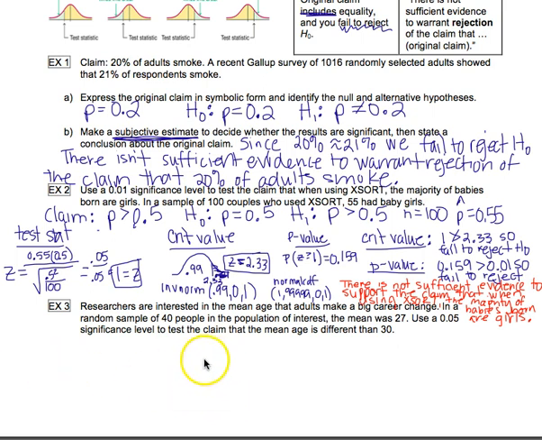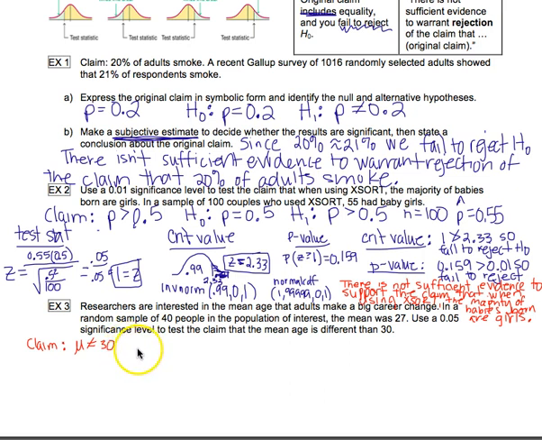So I've tried to pick examples where the wording is not directly clear. Sometimes it will be directly clear, but in example 2, it just says the majority, so we had to kind of interpret that that means greater than 0.5. Here, when it says test the claim that the mean age is different than 30, that means that our claim is saying that it's not equal to 30. So in this case, our claim is that mean, so mu for the population, is not equal to 30.